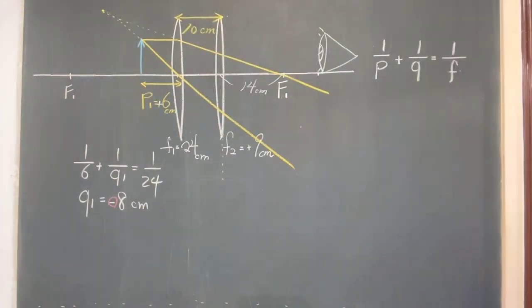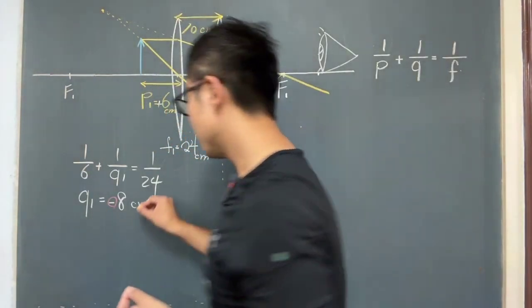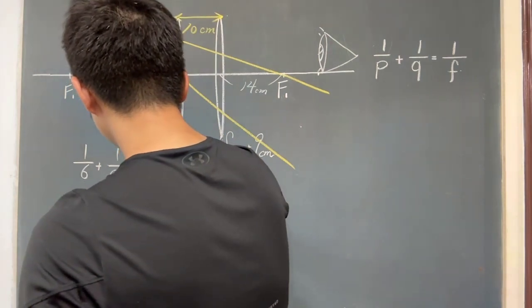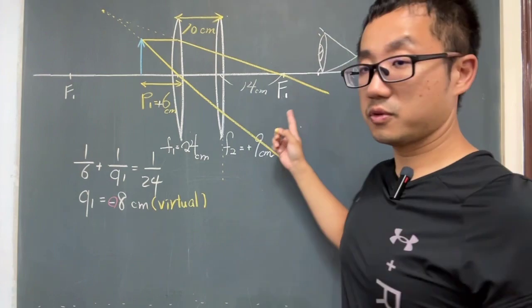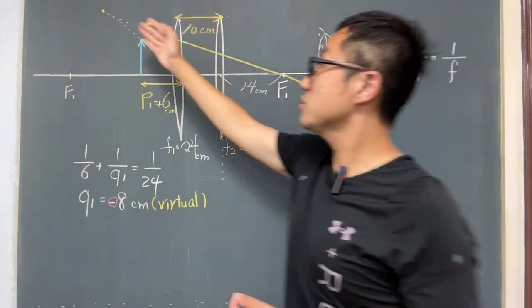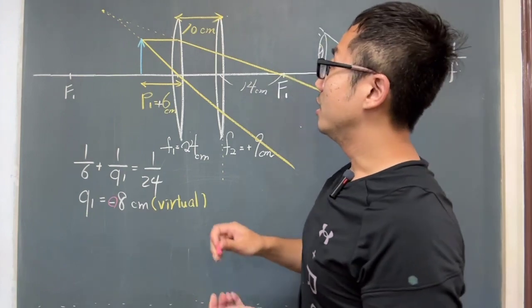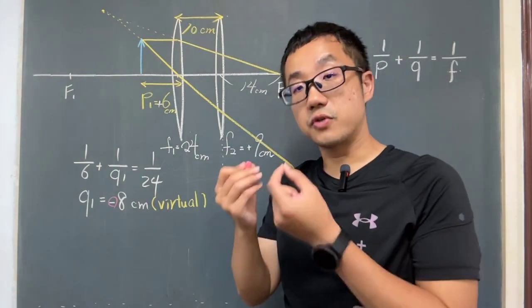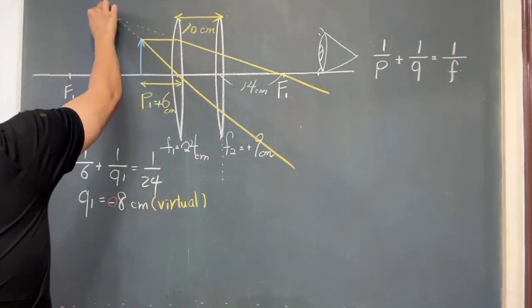Let me grab a yellow pen. The minus tells you that you got a virtual image, not a real one, because as you can see, the two rays have no cross point. There's only a fictitious cross point on the same side as your object. So we got a virtual image on the left hand side, on the same side of the object.